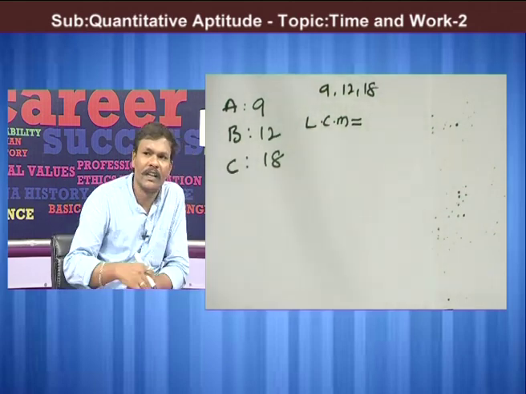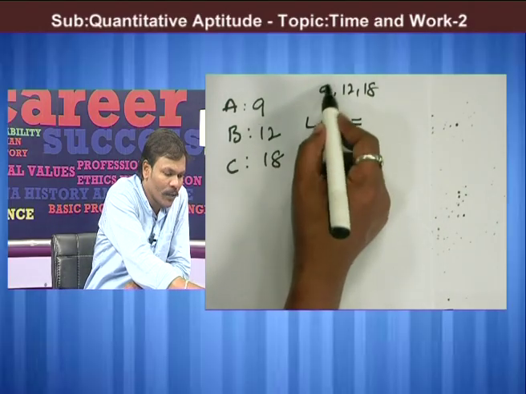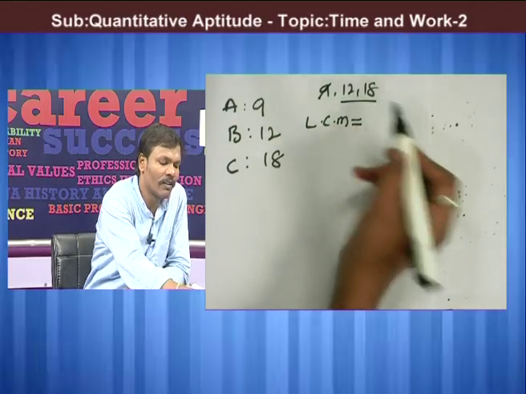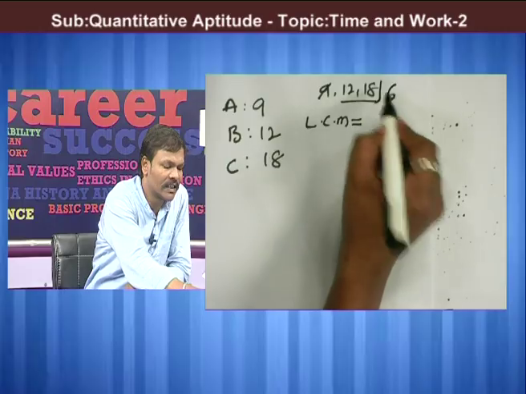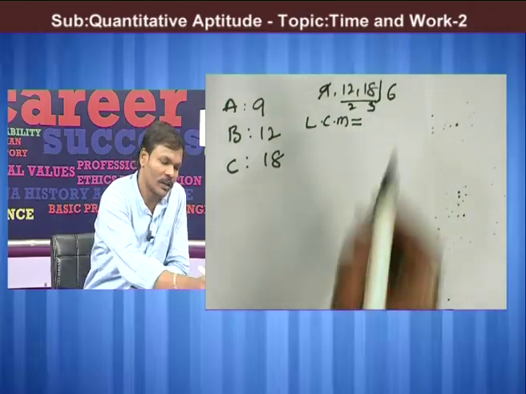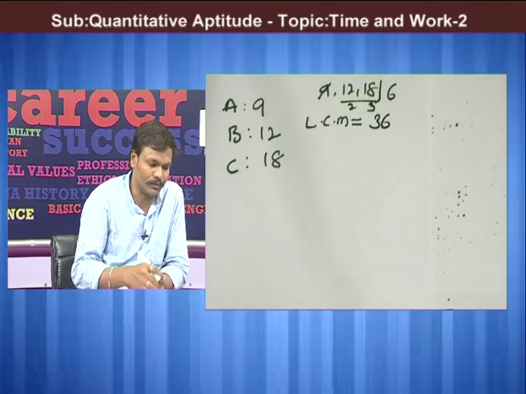9 2s are 18. Where we have one number as a multiple in the LCM, remove that number. So, no need to calculate 12, 18. What is the LCM of 12, 18? It was 6 2s, 6 3s. Okay. So, LCM is 6 3s are 18, 18 2s 36 is the LCM.